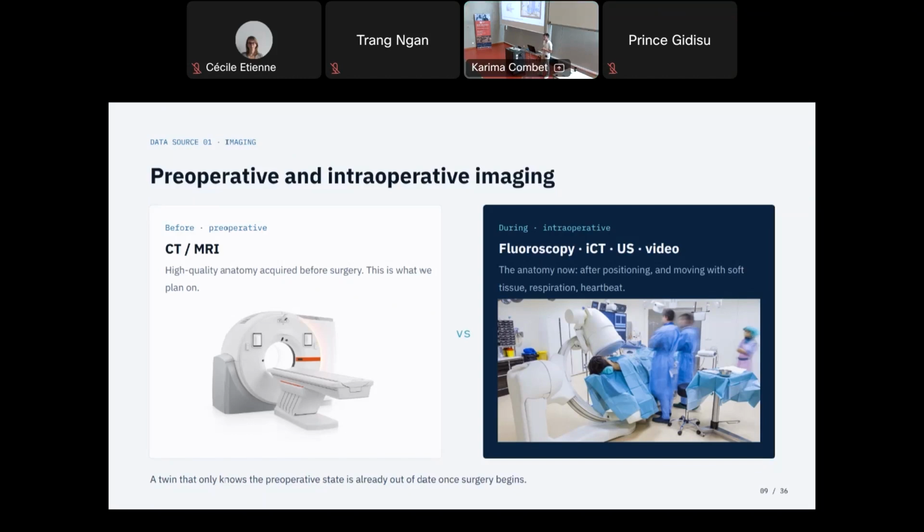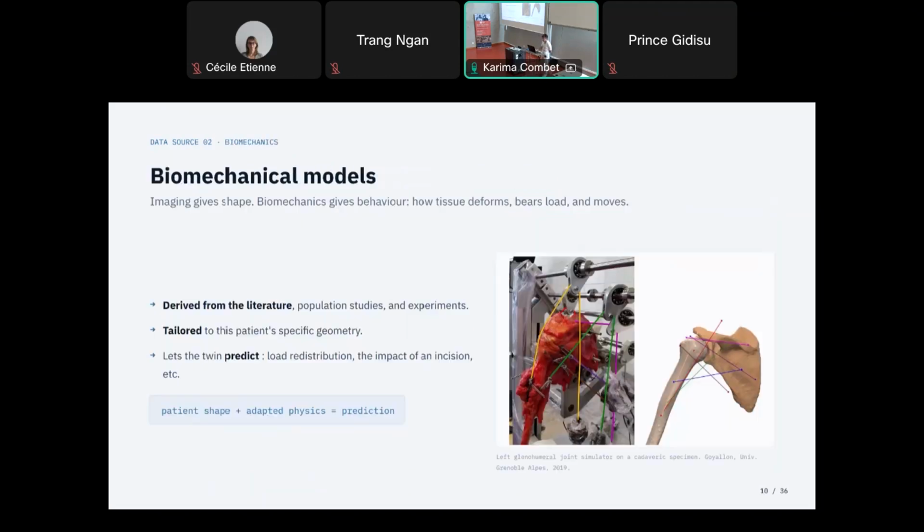A digital twin that only knows the preoperative state is already out of date at surgery time, and keeping it in sync with the intraoperative time is the hardest but the most valuable thing that AI can do today.